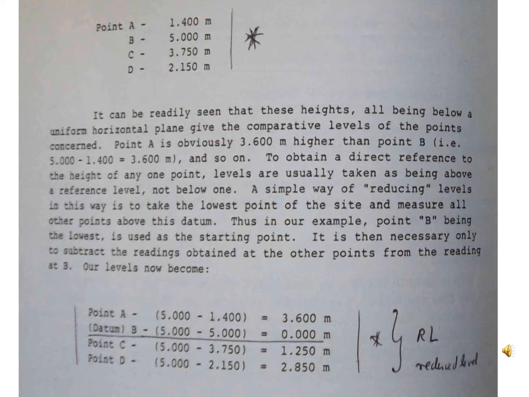Reduced level measurement is how far, how different a point is from a certain reference level. So the point is how different it is from the reference level. This is what we call the reduced level.